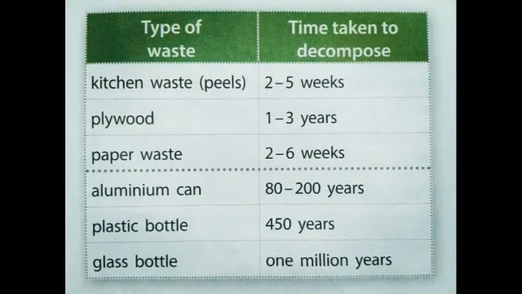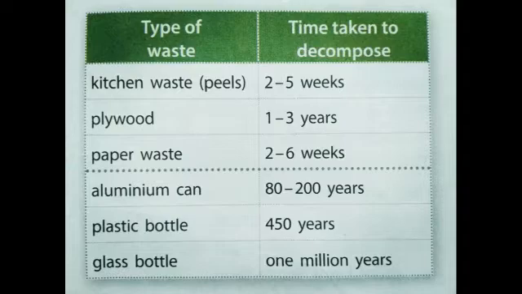Next you have a tabular column given in your textbook. In one column you have the types of waste, and in the other column the time taken for it to decompose. First one, kitchen waste, that means the peels of fruits and vegetables. It takes only 2 to 5 weeks to decompose. Next, plywood, which is used to make furniture and other things. It takes 1 to 3 years to decompose. Next, paper waste. It takes only 2 to 6 weeks.